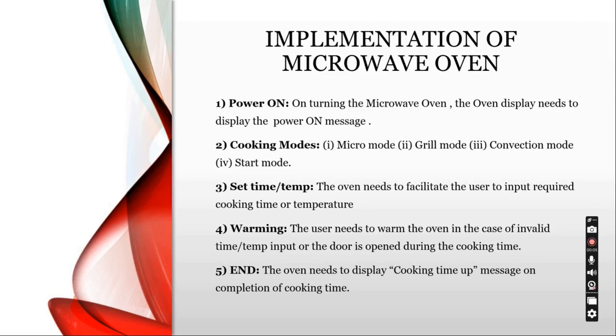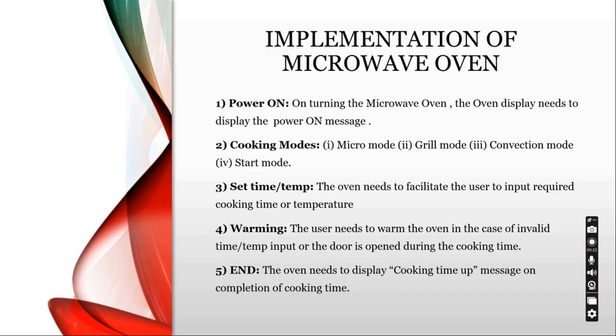I would like to explain the implementation of the microwave oven. Power on. On turning on the microwave oven, the oven display needs to display the power on message. Cooking modes. There are 4 different types of cooking modes: 1. Micro mode, 2. Grill mode, 3. Convection mode, 4. Start mode.